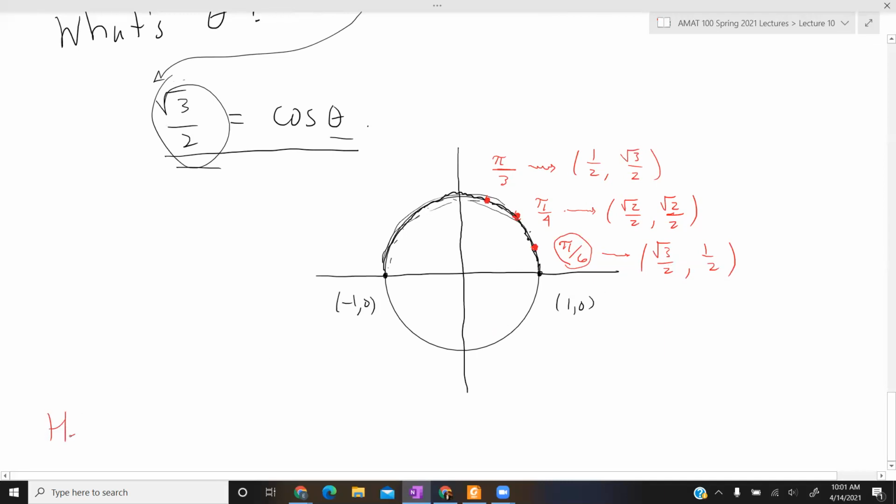So from this we can conclude that theta is equal to pi over 6. So that means cosine inverse of root 3 over 2 is equal to pi over 6.